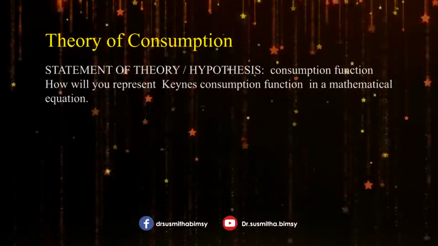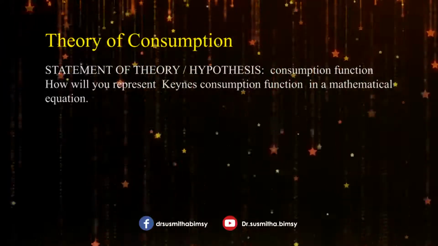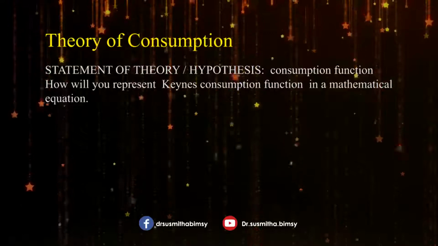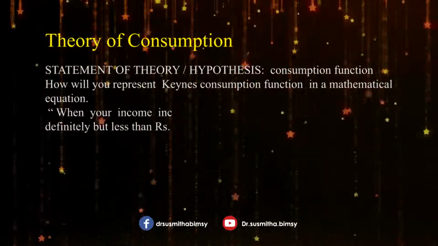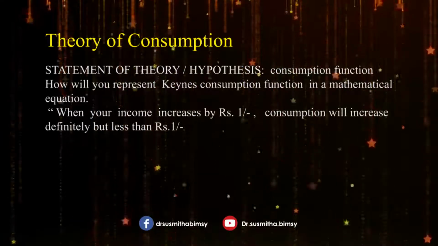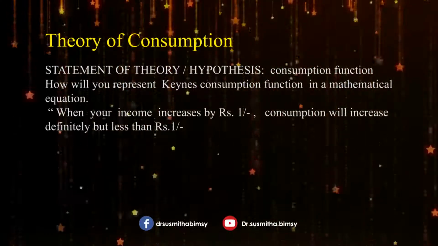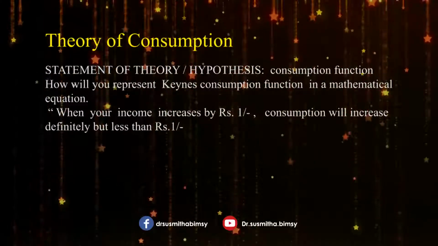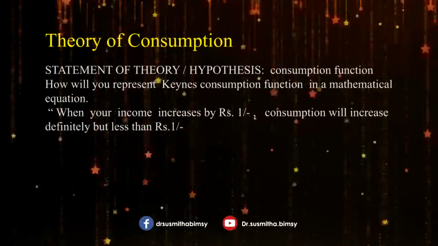How will you represent that consumption function in a mathematical equation? That we are going to discuss. Okay, then it will look like this. Theory says when your income increases by 1 rupee, consumption will increase definitely, but less than 1 rupee. Okay. Next, we have to specify the mathematical model of consumption.